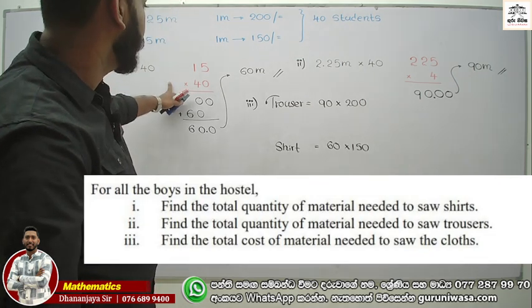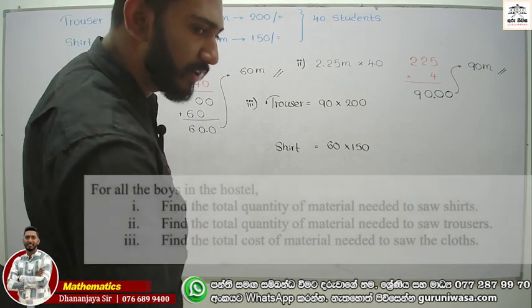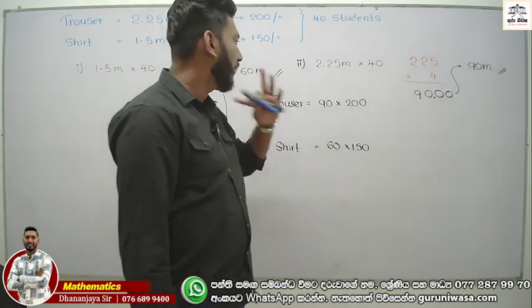This is also 60. Therefore, you need to multiply 60 by 150, and 90 multiplied by 200.